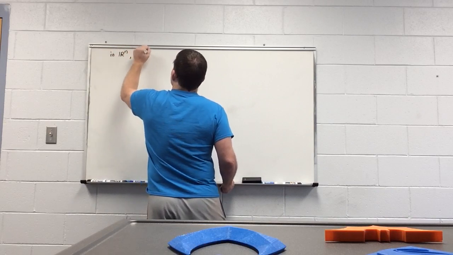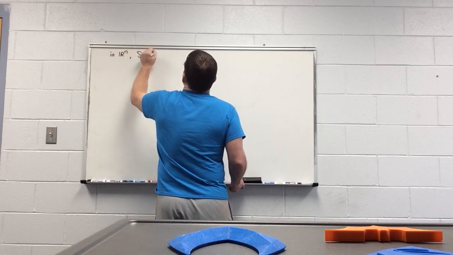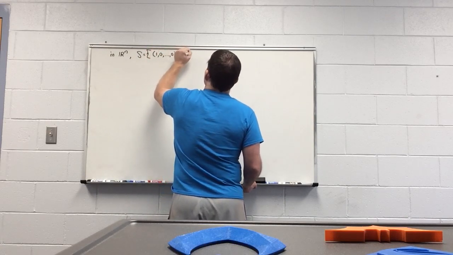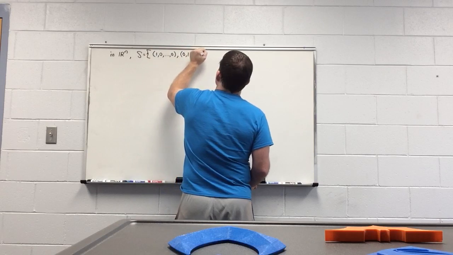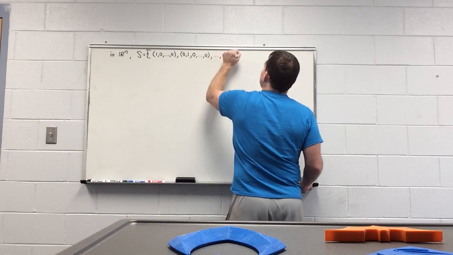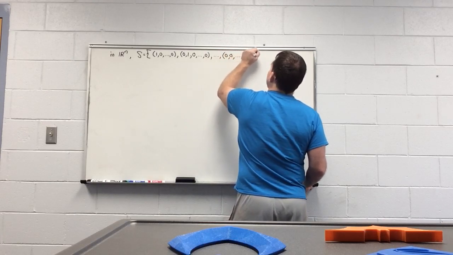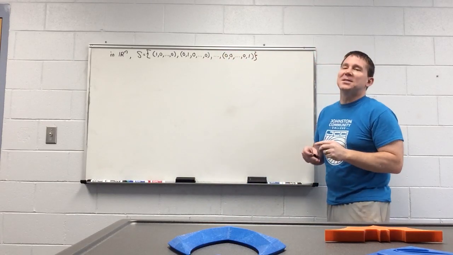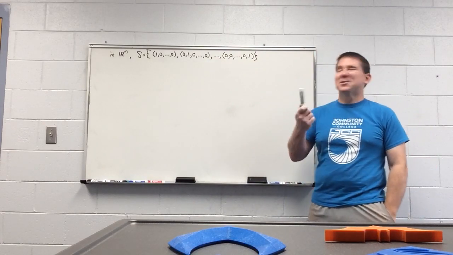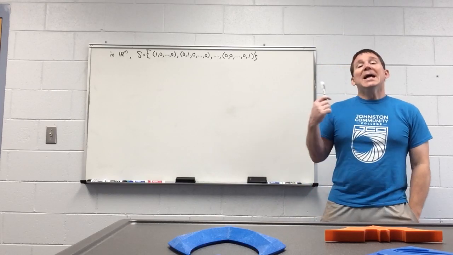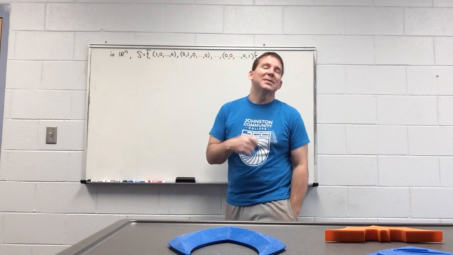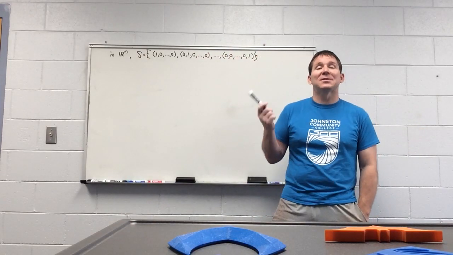In Rn, S equal to, easiest way to write this is maybe (1, 0, 0, ..., 0), (0, 1, 0, ..., 0), etc. out to (0, 0, 0, ..., 1). That's my standard basis in Rn for any n. Ones in each spot and zeros everywhere else. And whatever n is, that's the number of vectors that will be in your basis. In R2, there's 2 of them. In R7, there's 7 of them.